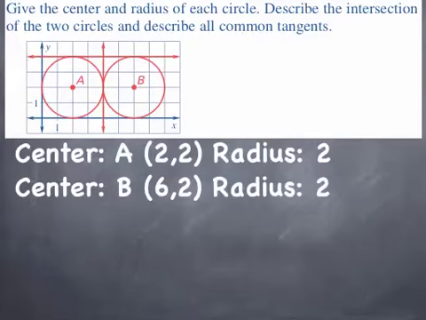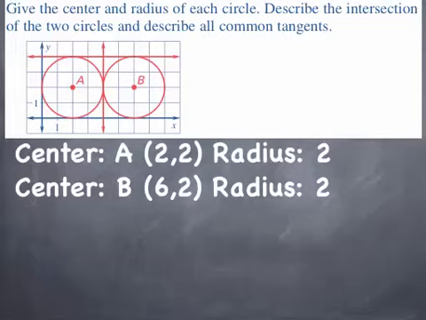So what we know about these two circles is that they would be congruent circles because their radii have the same measure. It asks us to describe the intersection of the two circles. Notice that circle A and circle B are intersecting at one point. They're intersecting at (4, 2), which would make these two circles tangent circles. They intersect at exactly one point. And then they also ask us to describe all common tangents.